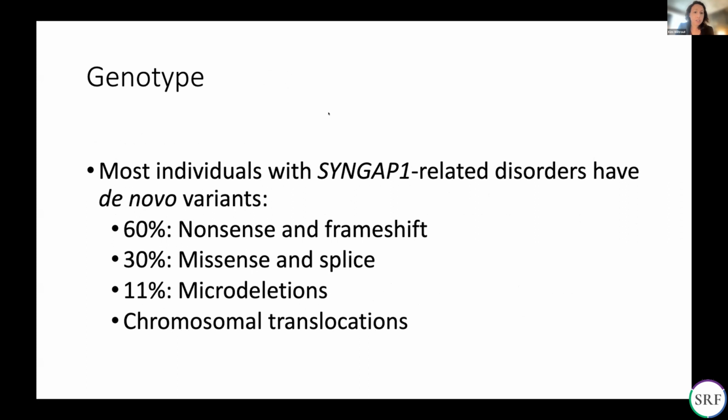The genotype of SYNGAP1 related disorders has been described as most individuals having de novo variants, meaning not inherited from parents, but we know that some parental gonadal mosaicism does occur as well. 60% of the variants are nonsense or frame shift, 30% are missense and splice, about 11% are microdeletions, and the rest are from chromosomal translocations, as has been described previously.